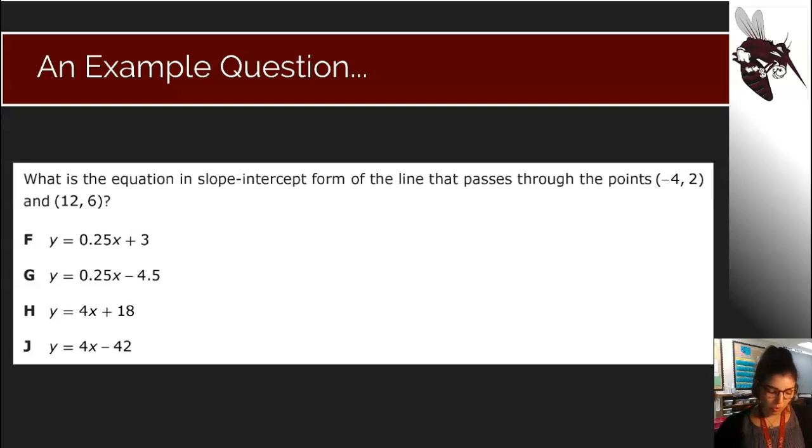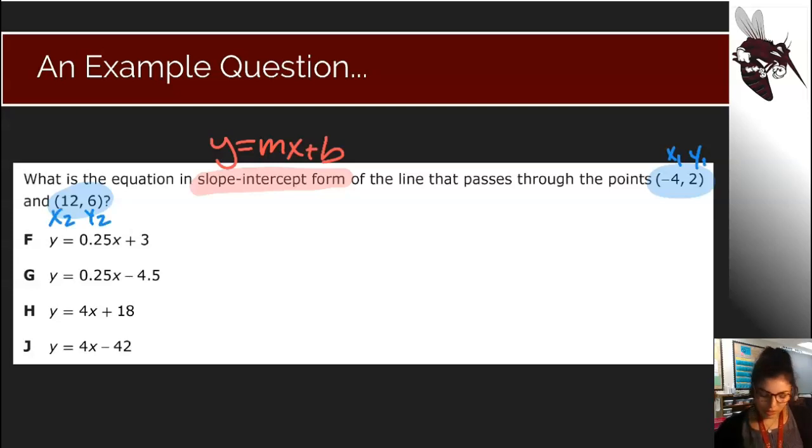It says, what is the equation in slope-intercept form? That seems like a vocabulary word, and it is. So really quickly we just say, okay, slope-intercept form is y equals mx plus b, of the line that passes through the points -4, 2 and 12, 6. Well, I have two points and I need to write an equation. The first thing I need to write an equation is a slope. So we'll label this one x1, y1, and x2, y2.